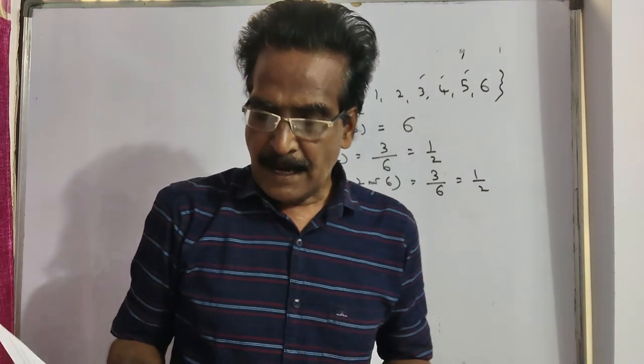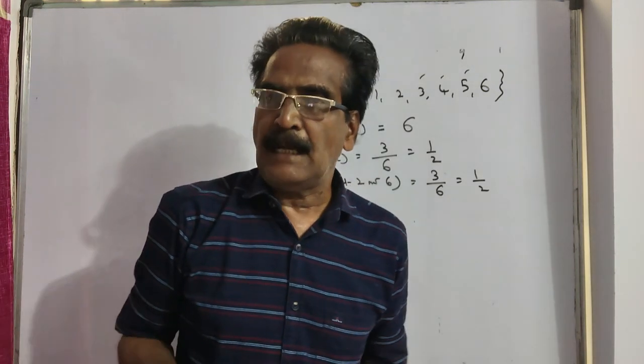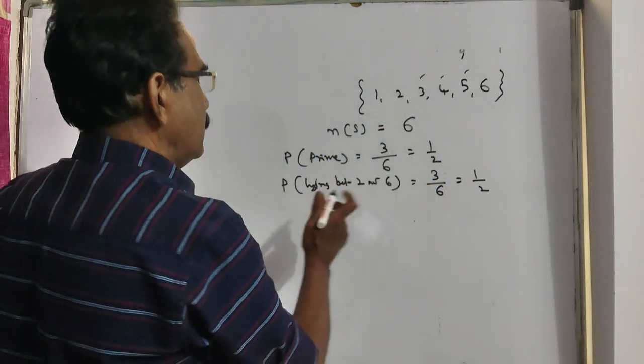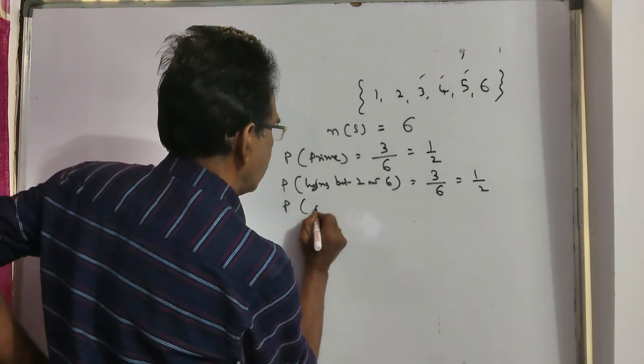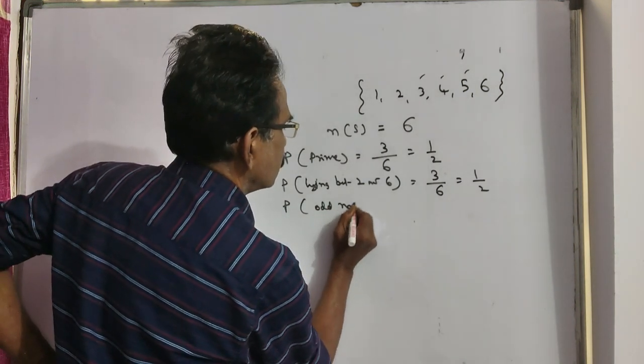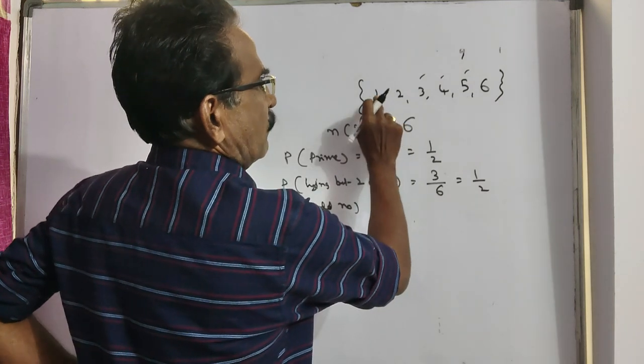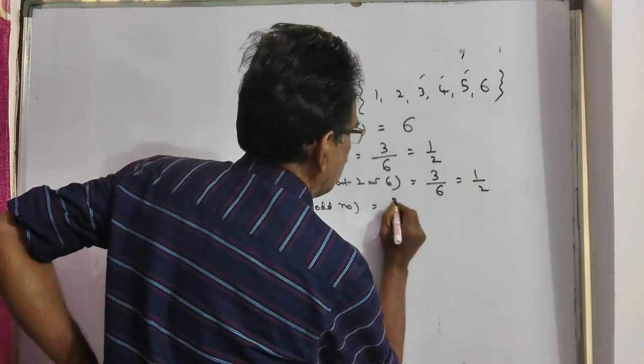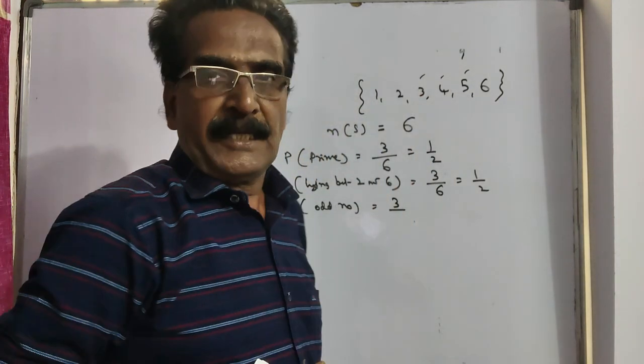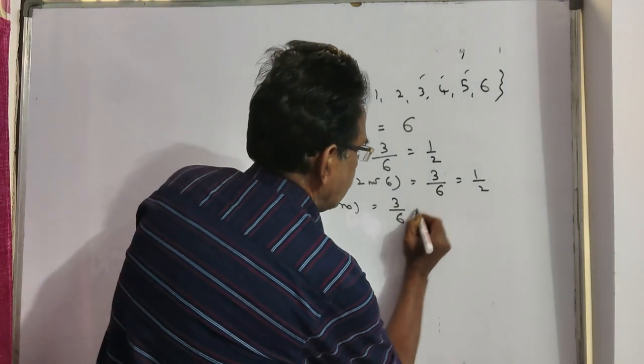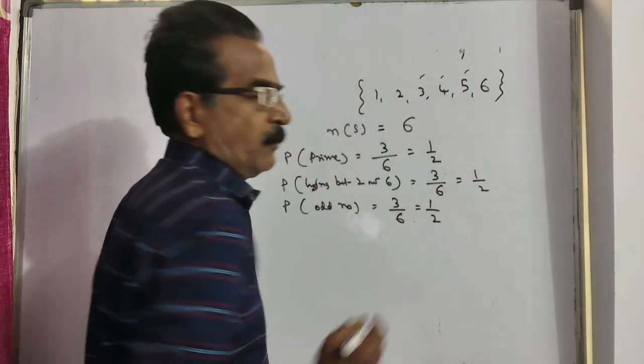And the third question, an odd number. Probability of getting an odd number. Favorable outcomes: 1, 3, 5. 3 odd numbers are there. By total number 6, 3 by 6. So required probability is 1 by 2.